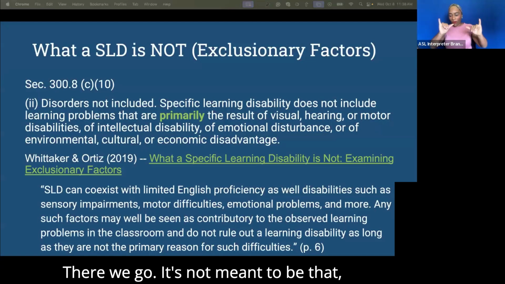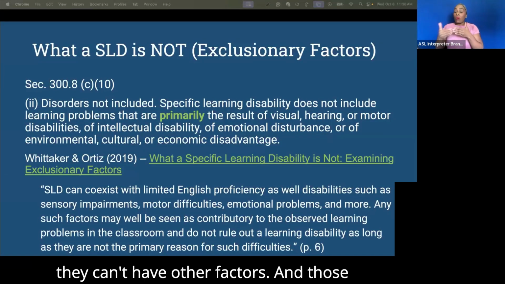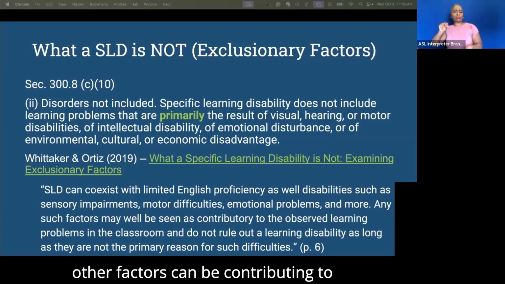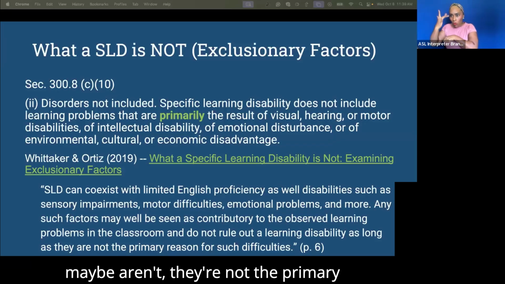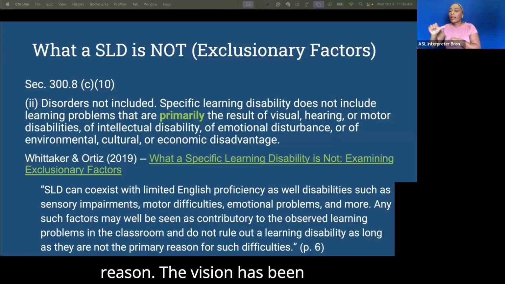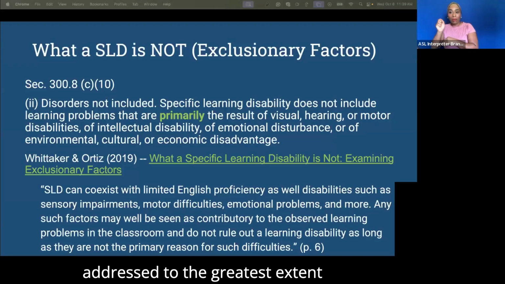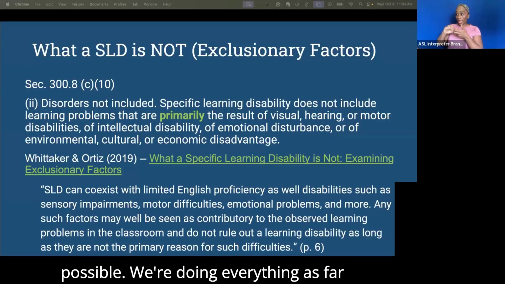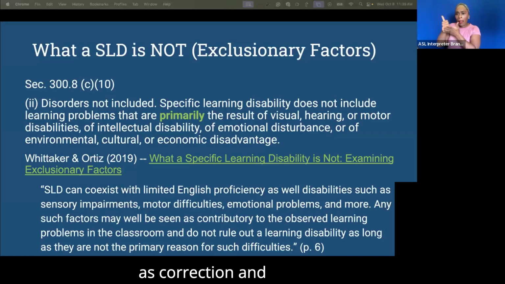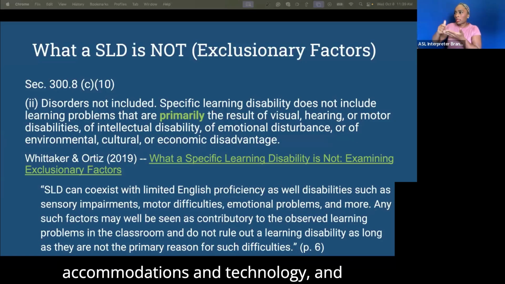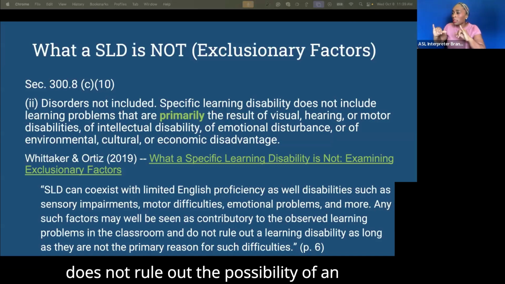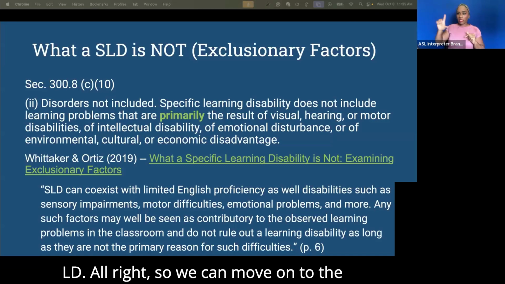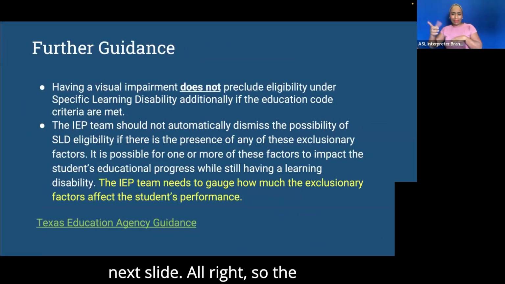There we go. It's not meant to be that. They can have other factors, and those other factors can be contributing to their learning problems, but they're not the primary reason. The vision has been addressed to the greatest extent possible. We're doing everything as far as correction and accommodations and technology, and they're still having struggles. So that does not rule out the possibility of an LD. All right, so we can move on to the next slide.